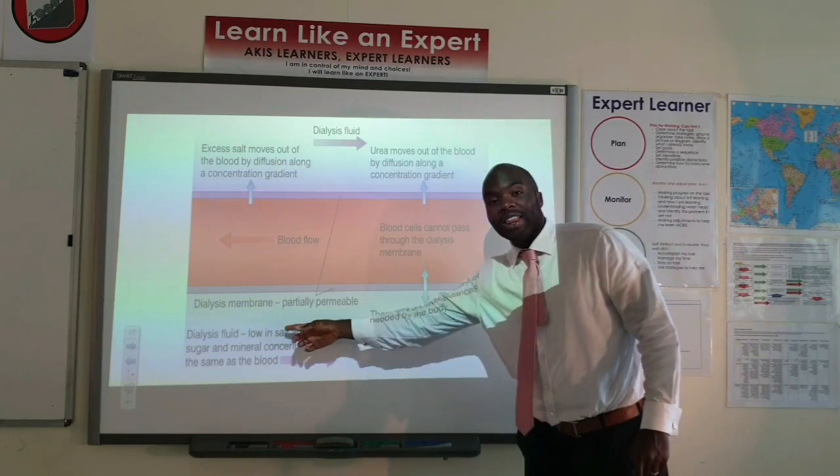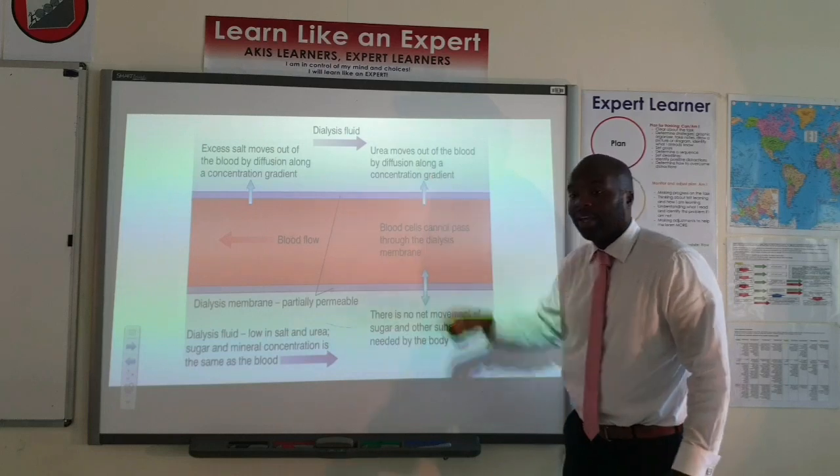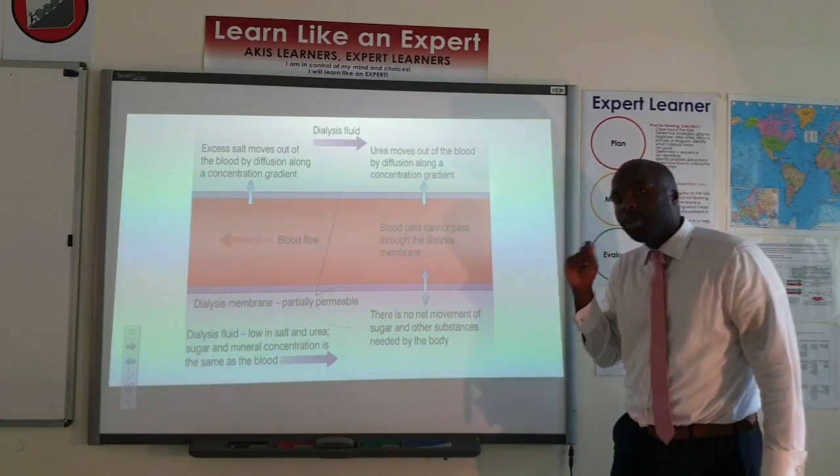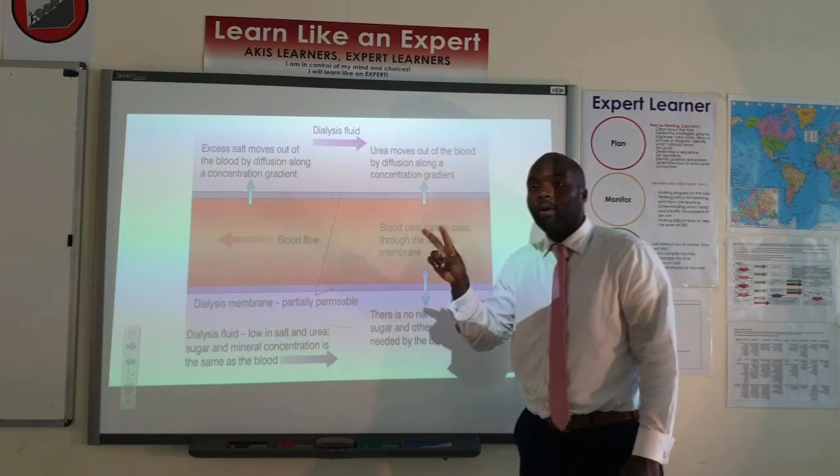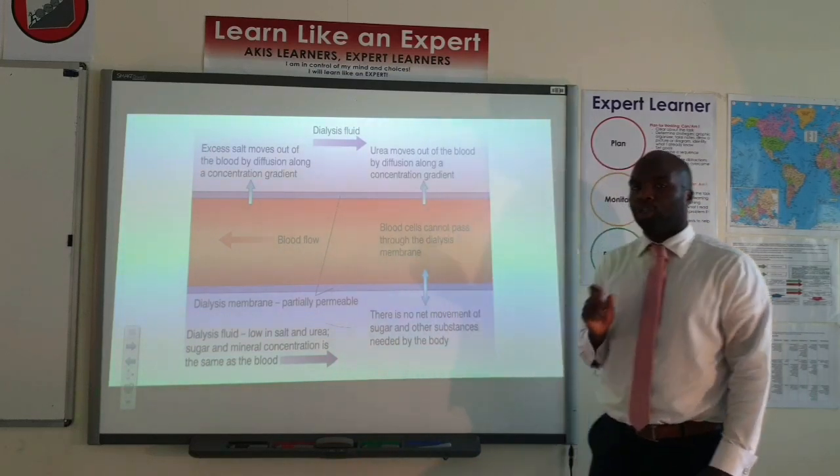So the dialysis fluid, which is on this side of the tubing, should be low in salt and have no urea in it. That would therefore allow the urea to diffuse down its concentration gradient.